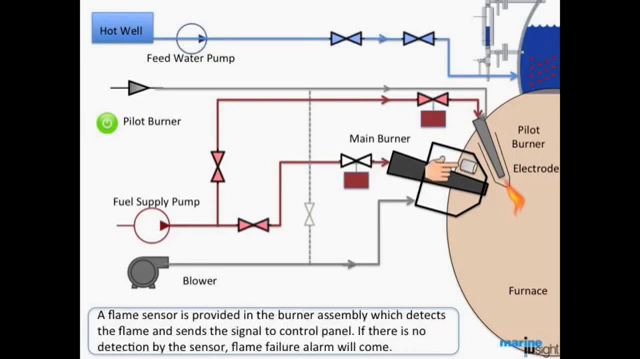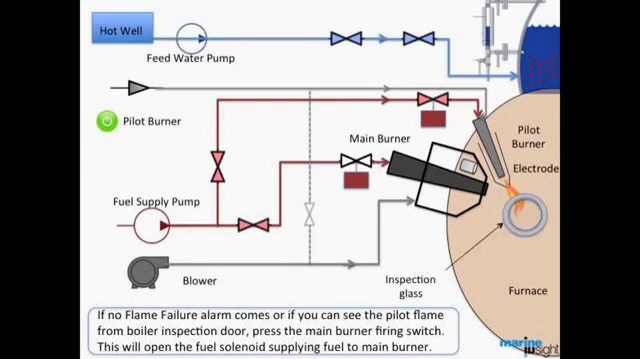A flame sensor is provided in the burner assembly, which detects the flame and sends the signal to the control panel. If there is no detection of flame by the sensor, a flame failure alarm will be sounded. If there is no flame failure alarm, you will be able to see the pilot flame from the boiler inspection door. Then press the main burner firing switch.